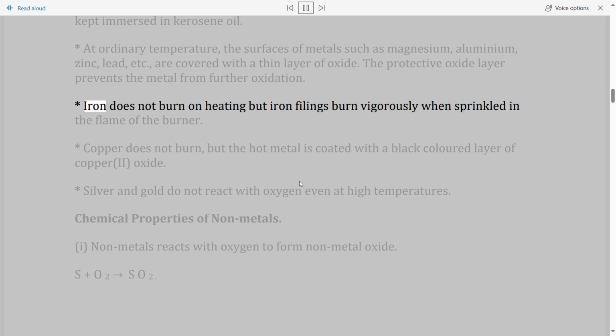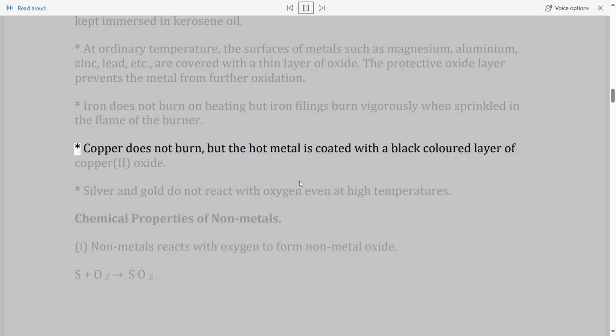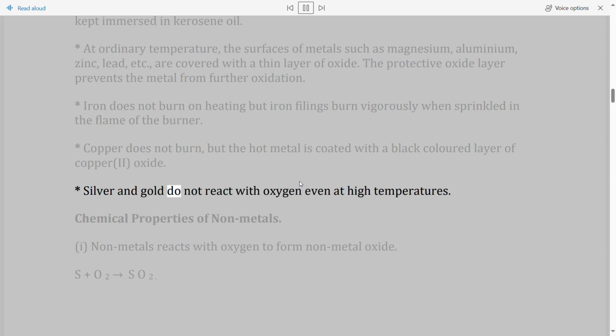Iron does not burn on heating, but iron filings burn vigorously when sprinkled in the flame of the burner. Copper does not burn, but the hot metal is coated with a black-colored layer of copper(II) oxide. Silver and gold do not react with oxygen even at high temperatures.